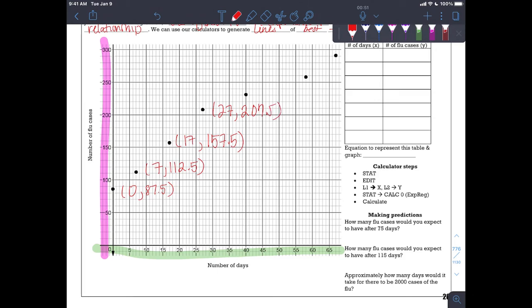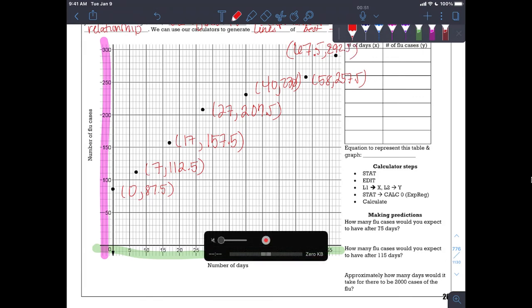207.5. Now notice I usually try to do, depending on what my scale looks like, 5s, 10s, 2.5, very simple numbers. It doesn't have to be exact because we cannot identify exact numbers on here. 40 and 230. Over here, 58 and 257.5. And then finally, 67.5 and about 292.5.